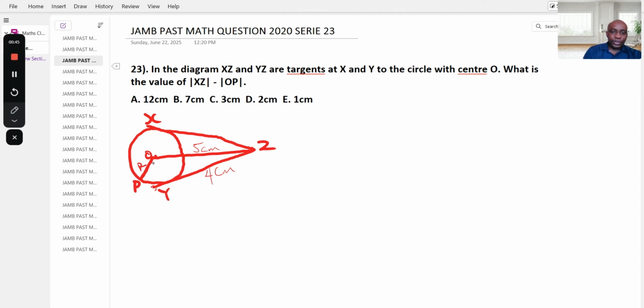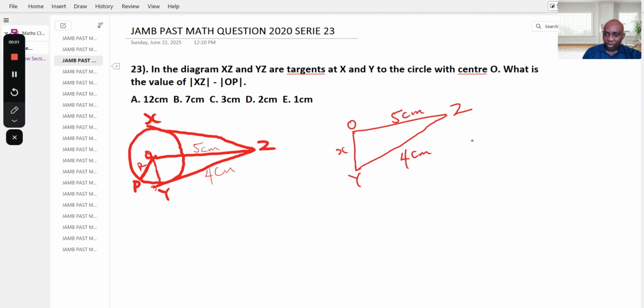Radius, R. And if you join it from here as well, here is the same thing as what? Radius as well. Now let's look at OYZ. Let me draw it out. YZ, isn't it? And we have 5 here, and we have 4 here, 4 centimeter, 5 centimeter here. OY, that's what we are looking for, that is missing.